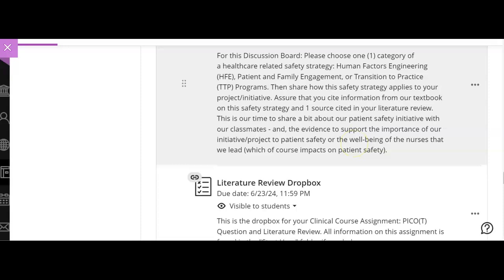It's important that we share a little bit about our patient safety initiative with our classmates. Being so quick, it's hard to share the full outcome of all of your hard work this mini, but it's good to share a little bit about your patient safety or the well-being of nurse initiative that you have been working on.